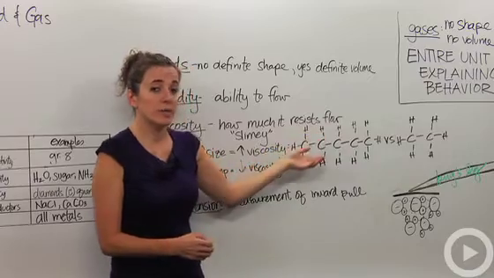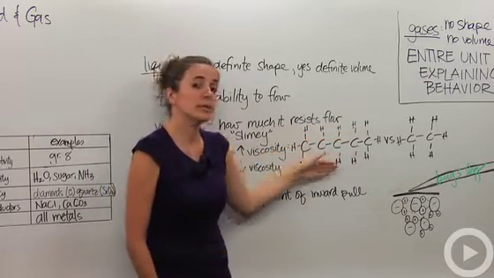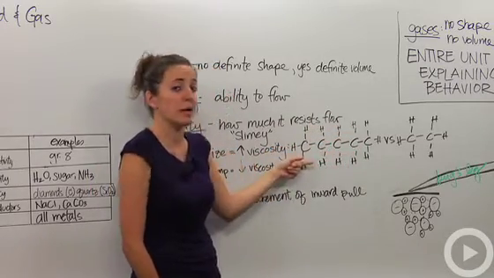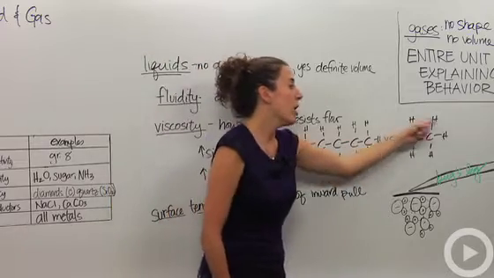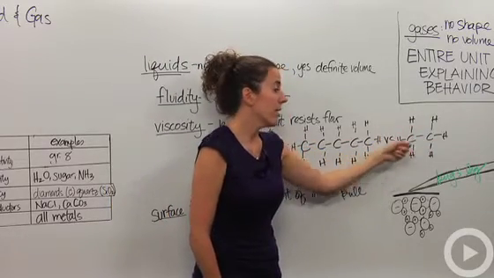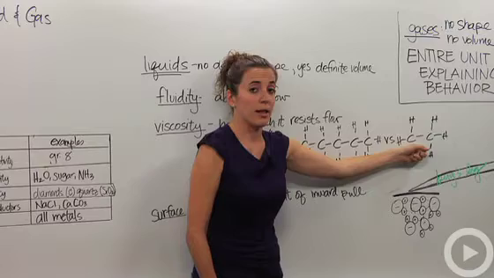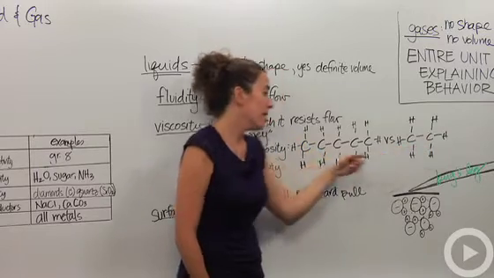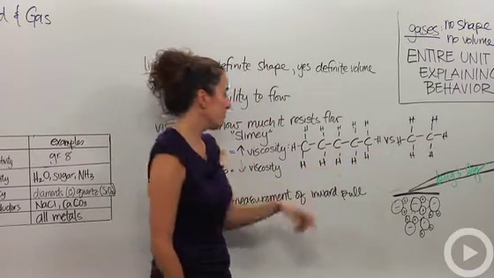The intermolecular forces, the London dispersion forces that hold these guys together, are actually a little bit stronger here because there are more electrons than in its smaller hydrocarbon over here. This guy actually has a lower viscosity, meaning it flows greater than this guy, which has a higher viscosity.